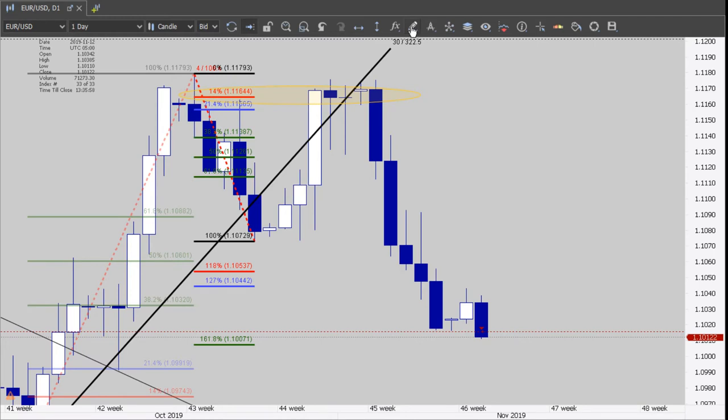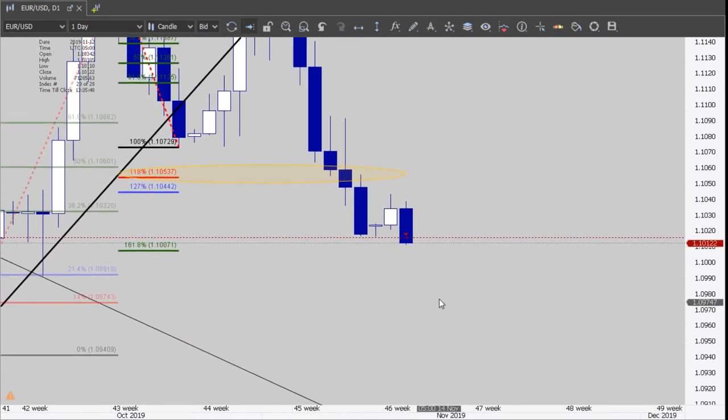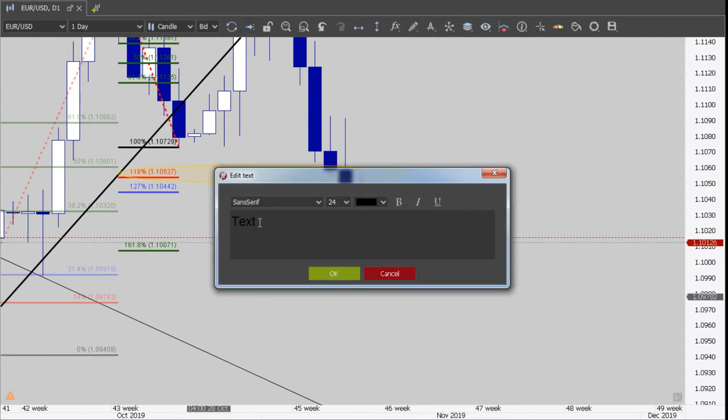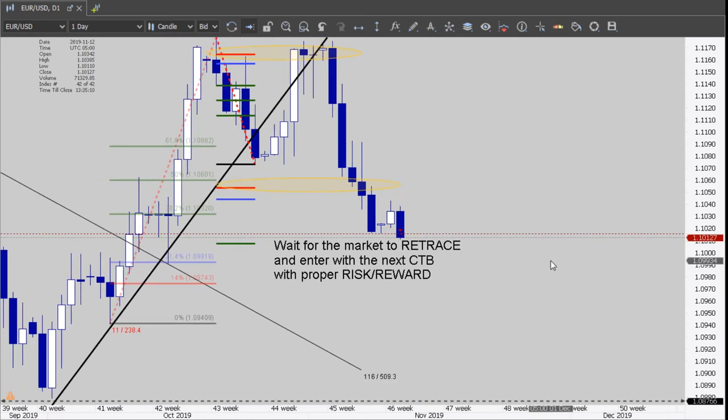Red is up in here and red is down here. So the trading plan for this week, maybe the next week, is going to be this. Remember, this is not trading advice or investment advice. So wait for the market to retrace and enter with the next CTB, which stands for counter trend break, with proper risk reward.